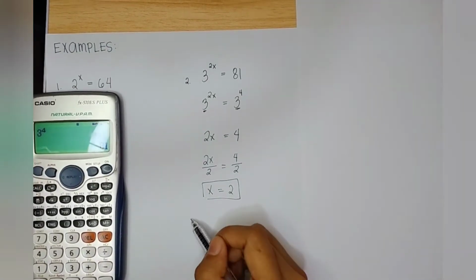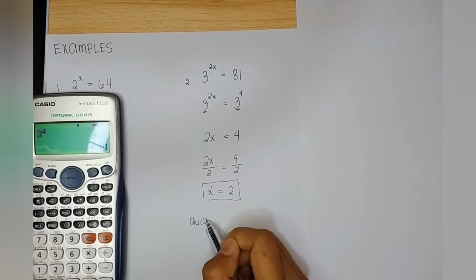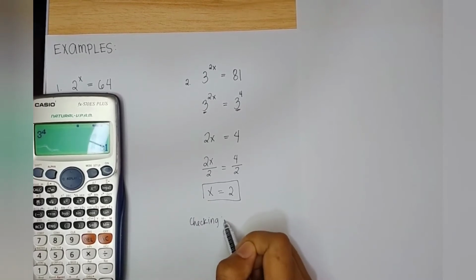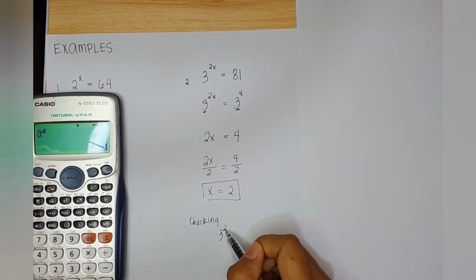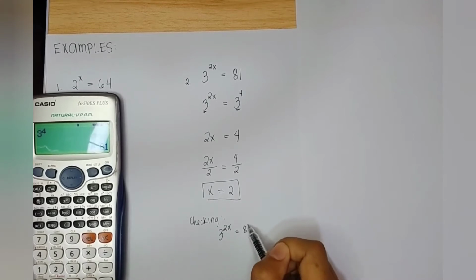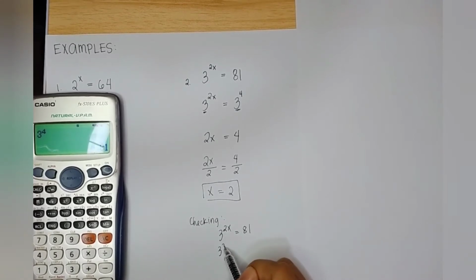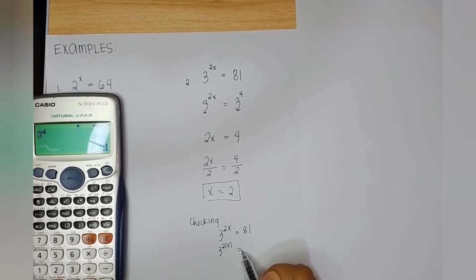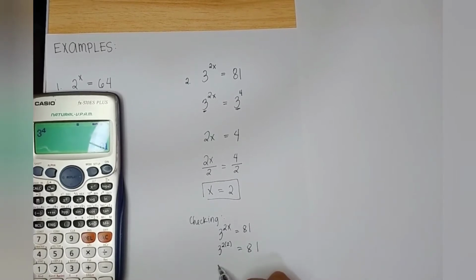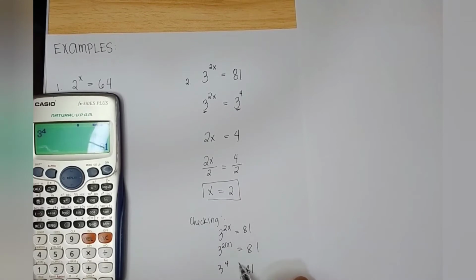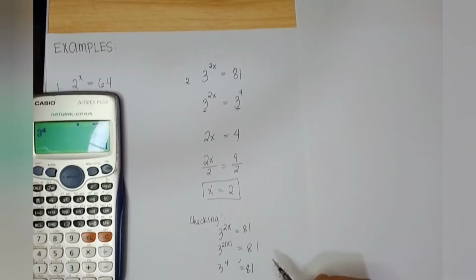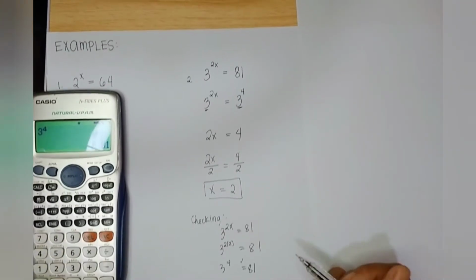So, try natin ng checking. Checking tayo. We have 3 to the power of 2x is equal to 81. So try natin 3 to the power of 2 times 2. That is equal to 81. So this is 3 to the power of 4, 81. So that is correct. That means tama yung sagot natin.